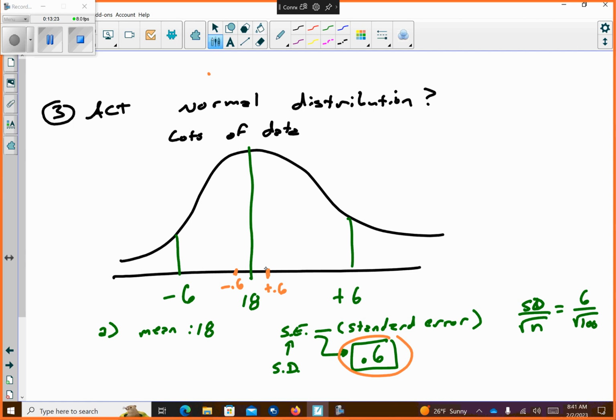That standard error changes based on the number of people we're talking about. I mean, if I picked 100 million as my sample size, we're going to be really close to 18. That 0.6 might become 0.00006. So we're really close. We're hugging what our actual population mean is. Okay?